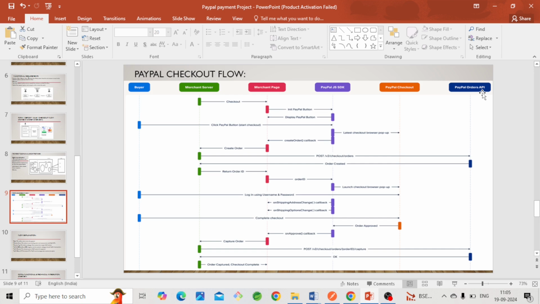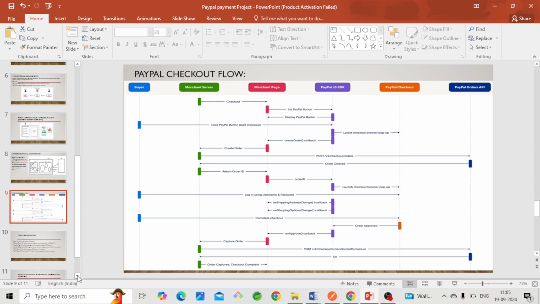The key points include the creation of an order, buyer approval, and final payment capture. These are the key points of this flow diagram. The process involves multiple callbacks for order changes and confirmation via PayPal's SDK and API. So it needs a confirmation also during the API calls. So this is the entire checkout flow of the PayPal system.